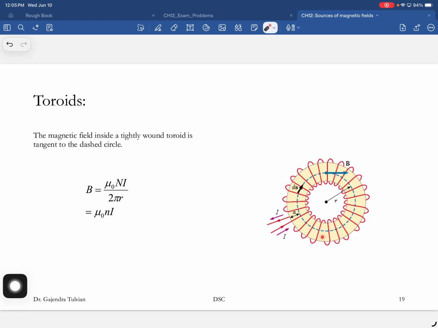You go buy a donut, wrap a wire around it like this. This is called a toroid. If you pass a current through it, it'll produce a magnetic field like this. Closed circular magnetic field.